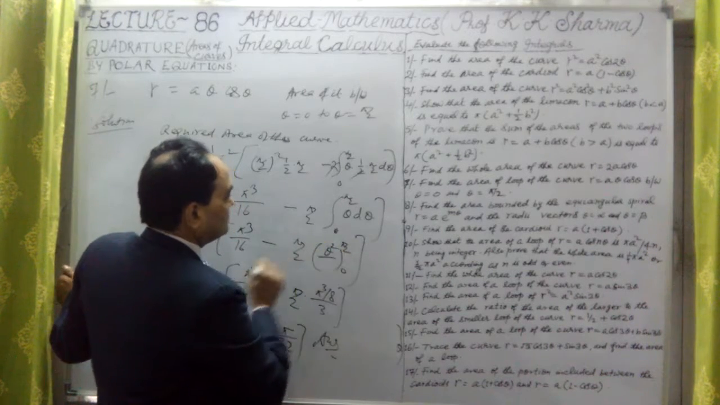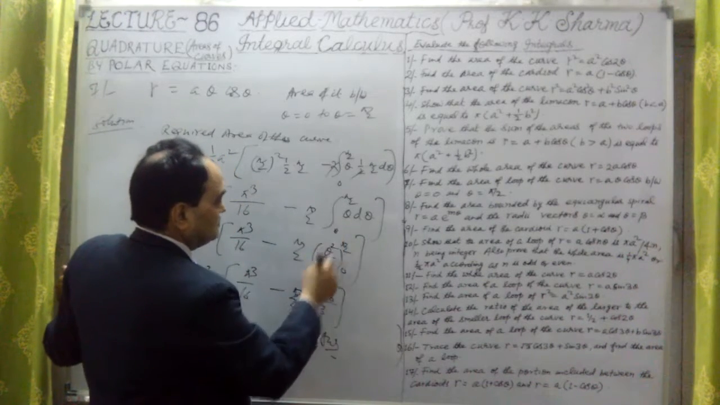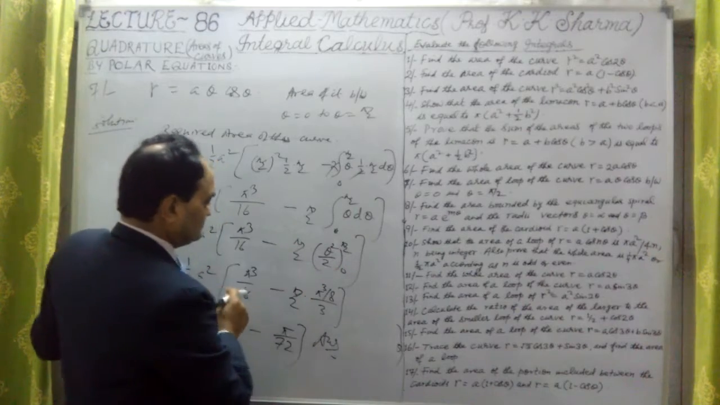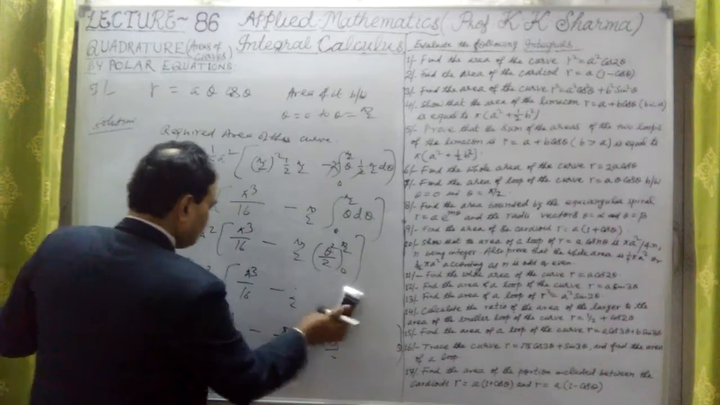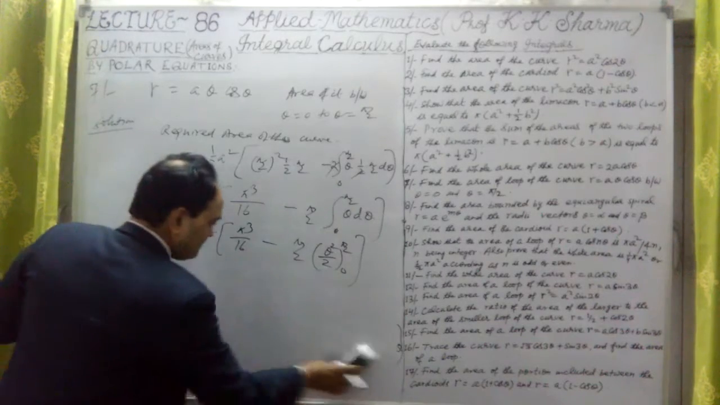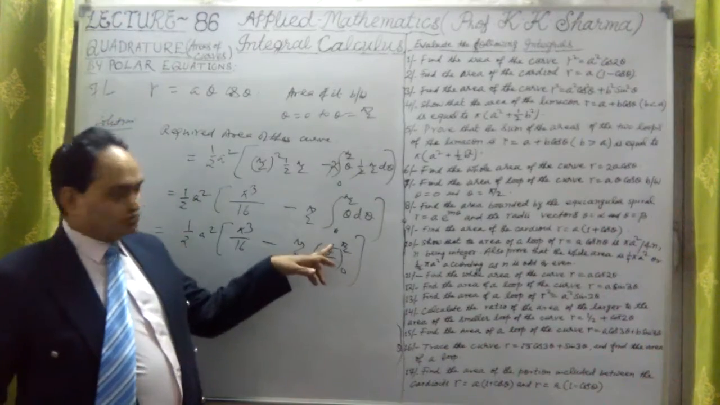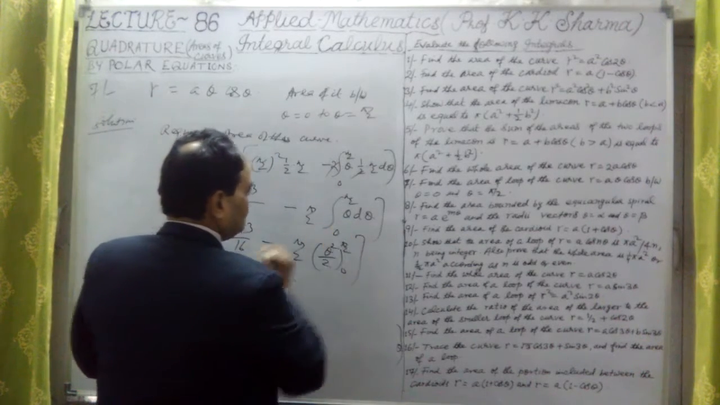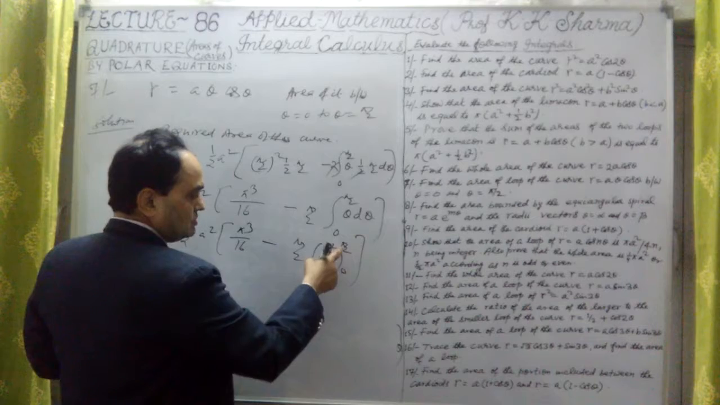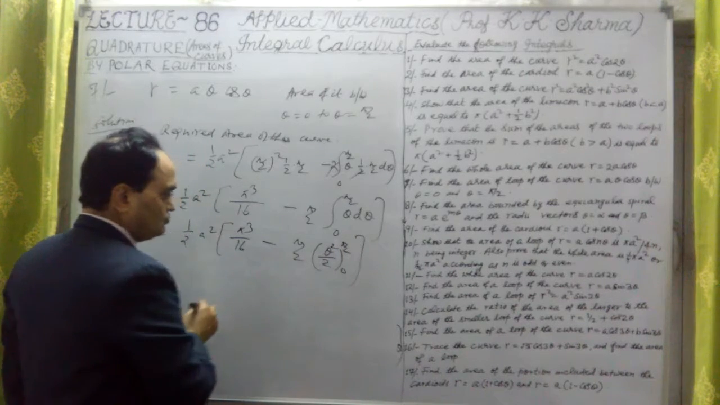I'm sorry, I have committed an error here. This is theta only, theta square upon 2. I'm sorry, integration. I was just thinking about why this difference of powers is coming. Sorry, this is theta square, but this is theta only. And this limit is 0 to, so theta square upon 2. Now I have to put the limits, pi by 2.